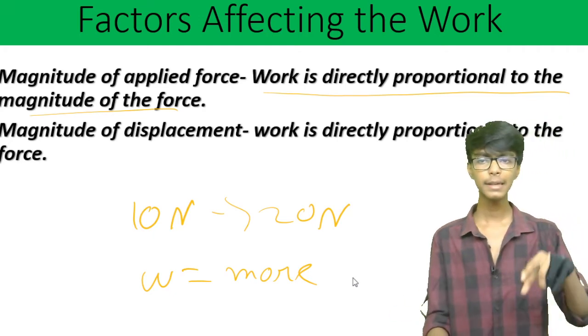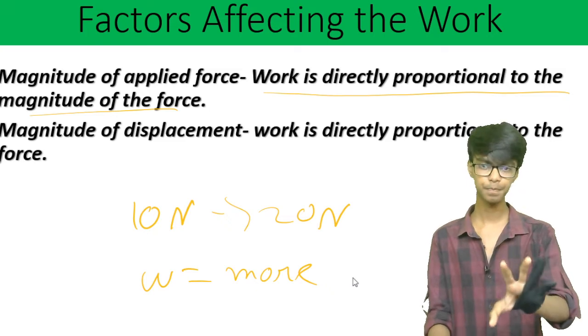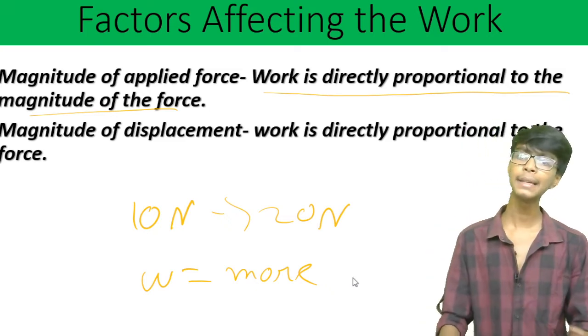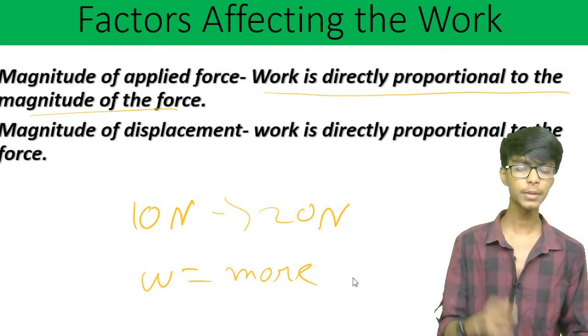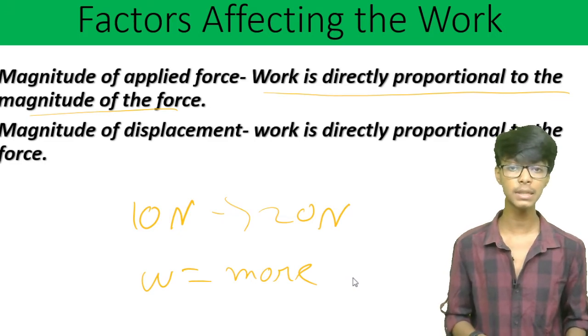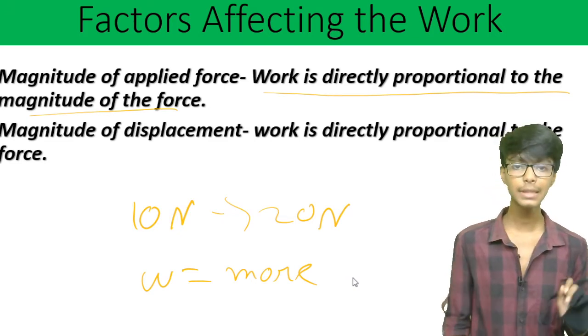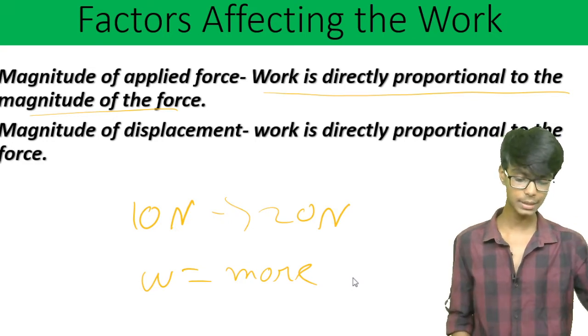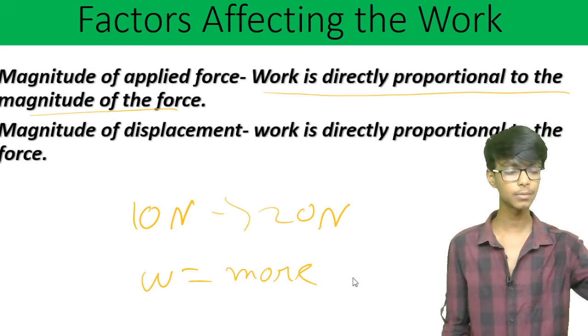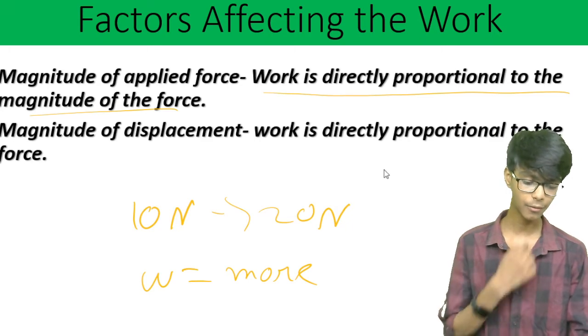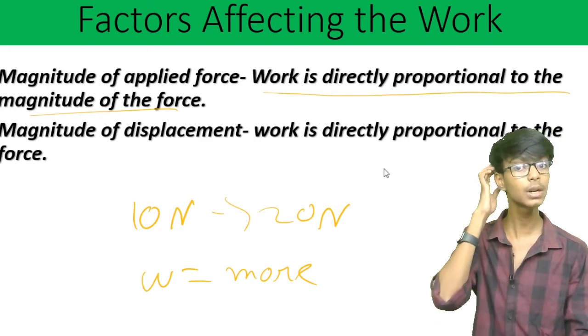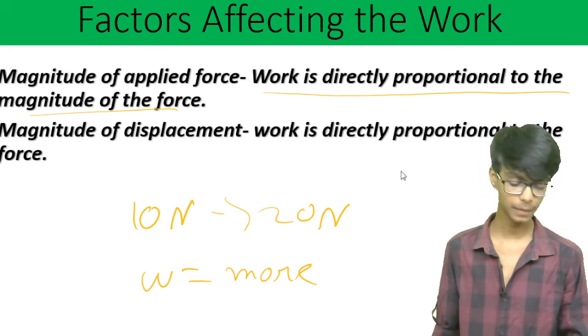Suppose S is 2, then if F is 10, the work will be 20. If it is 20 Newton force, then the work done will be 40 joule. The same thing, if the force gets more, the work done is more. So you can say that work is directly proportional to the magnitude of force.